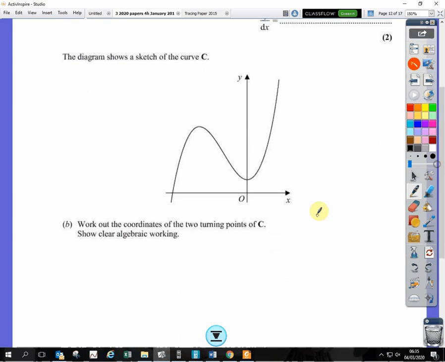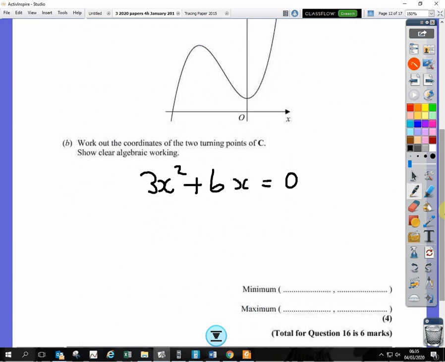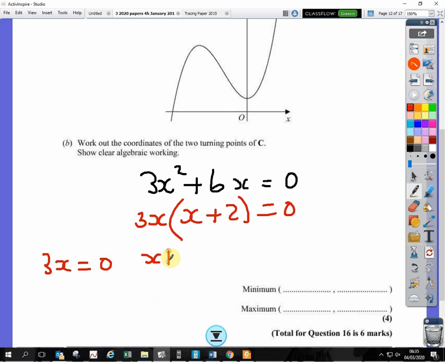Okay. Turning points occur when dy by dx equals 0. So let's set the answer from part A equal to 0. You can use the ABC method if you want to, where c will equal 0. Or you can maybe spot that this factorizes into one bracket like this: 3x brackets x plus 2 equals 0. And then you have either 3x equals 0, or x plus 2 equals 0. So 3x equals 0, x equals 0, x plus 2 equals 0, x equals negative 2.